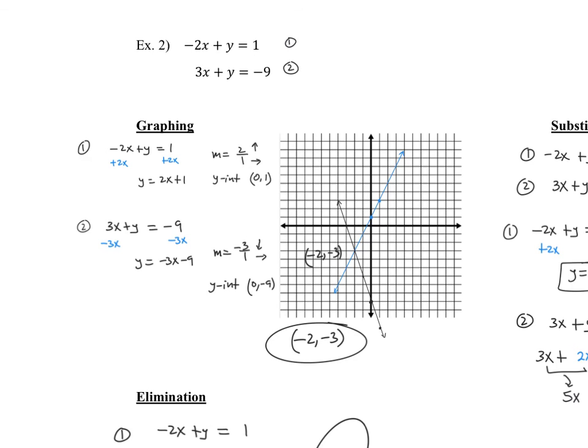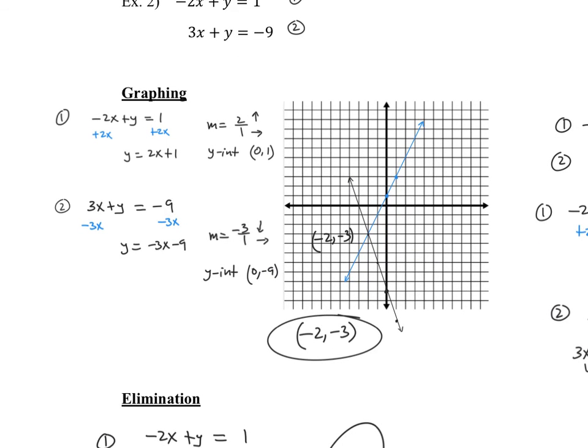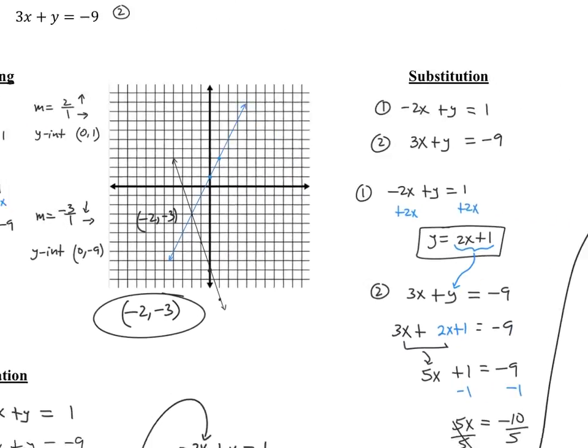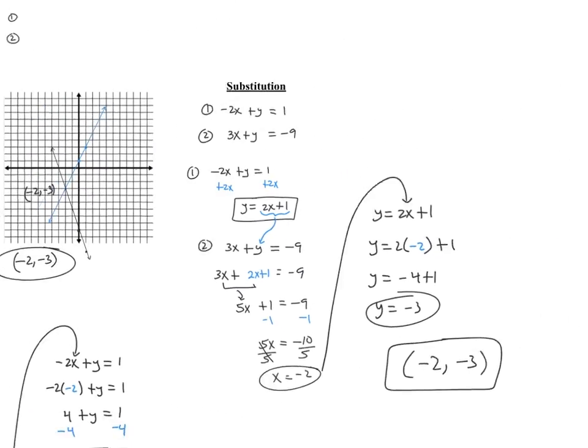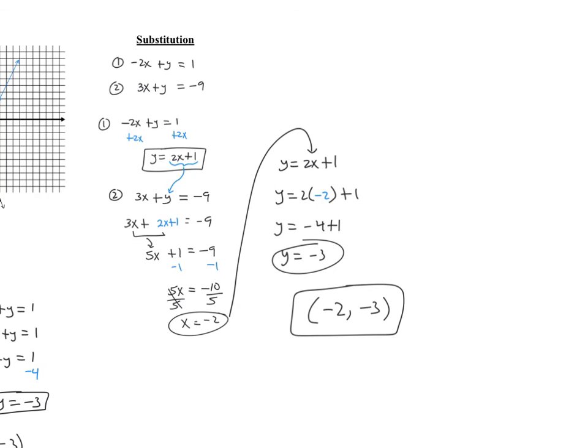This is what you should have gotten for the graphing method on example number 2. You'll notice the point of intersection is at -2, -3, and there is the work right next to it. All right, moving on to the substitution method. Here is the method for substitution. You'll notice that I isolated the y in equation number 1, and then I substituted what y equaled, in this case the 2x plus 1, into equation number 2. And of course I did get the same answer.